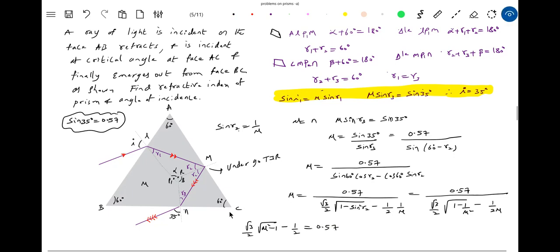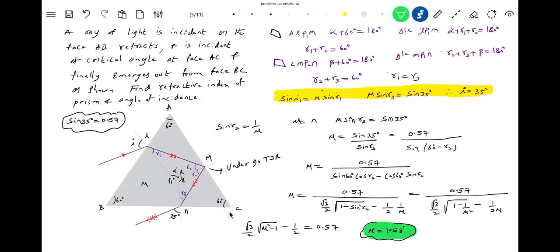How did this equation come? The denominator in the RHS I'll send to the numerator in the LHS. Okay, this is mu square minus 1. So 1 by mu square under root will be 1 by mu, which gets eliminated. Solving, I'll get the mu value as 1.58. This will be your answer.